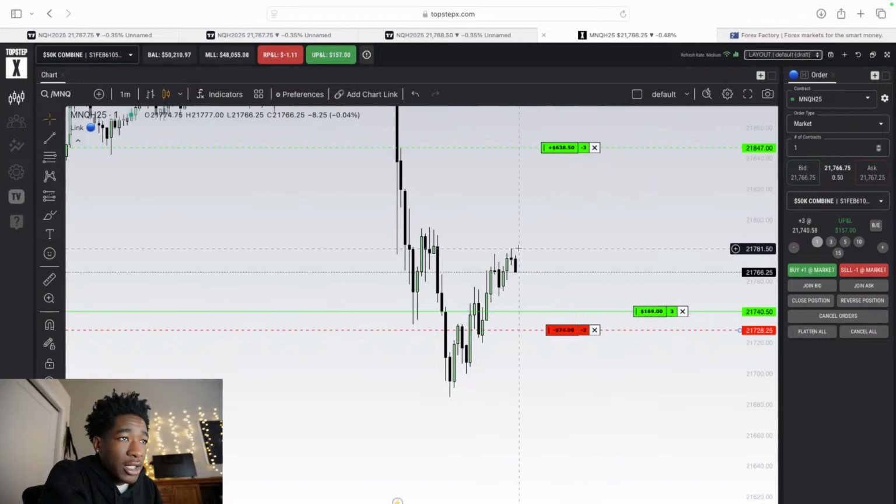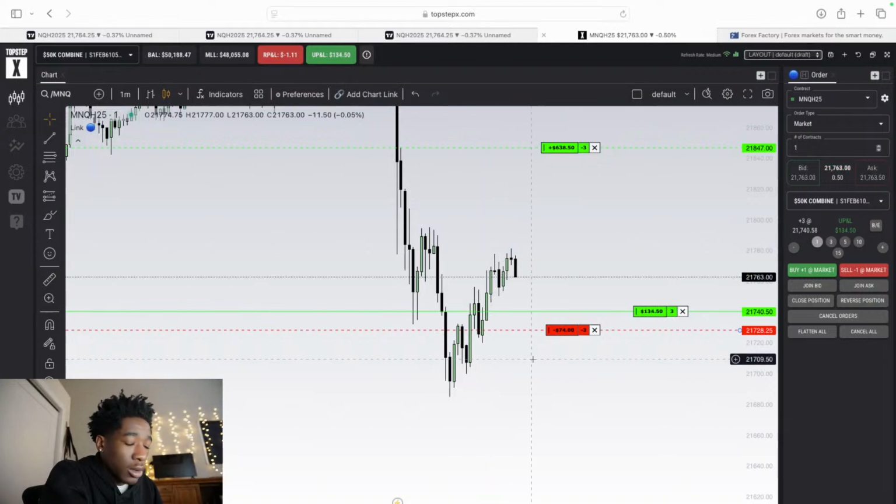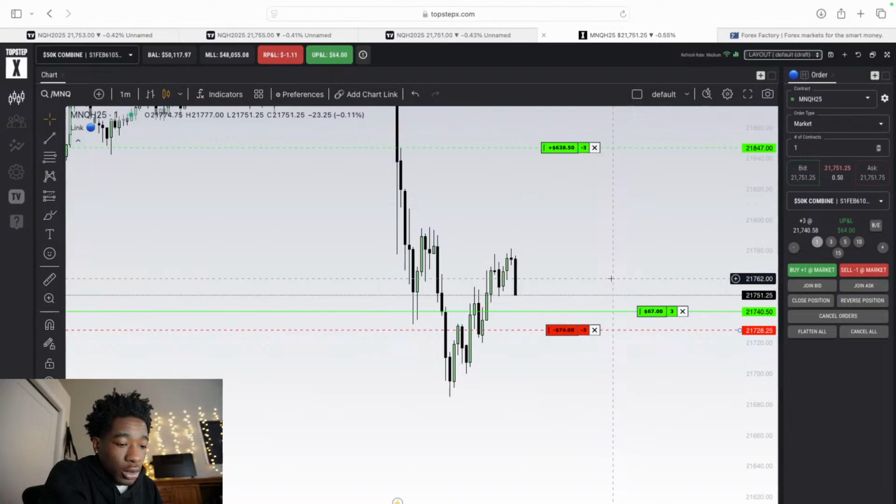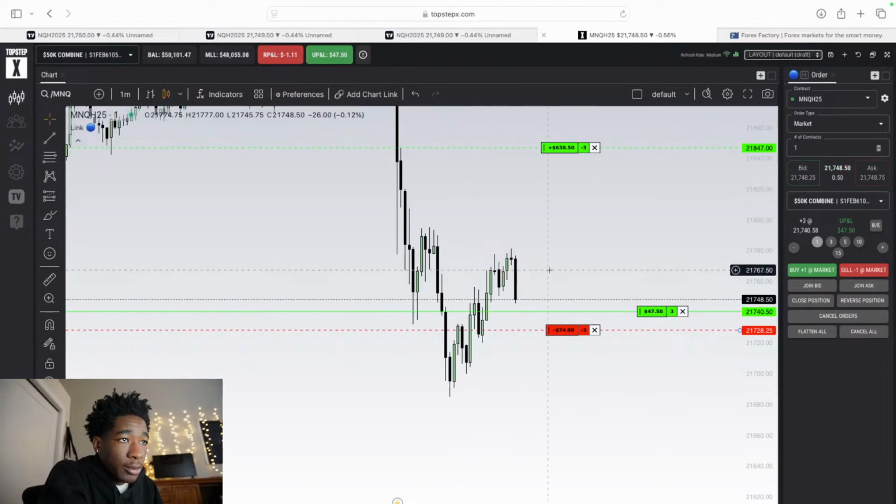Price got past it, but let's see if these candles hold. Nope. Got this last candle here. Got this gap here. Yeah, this trade didn't work out.